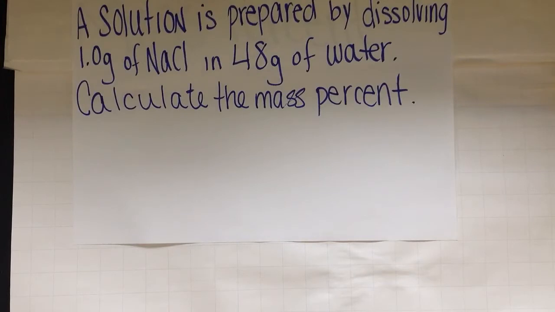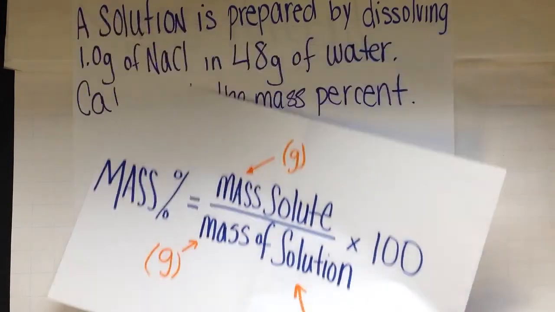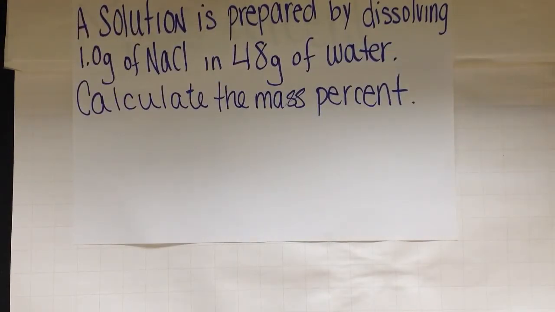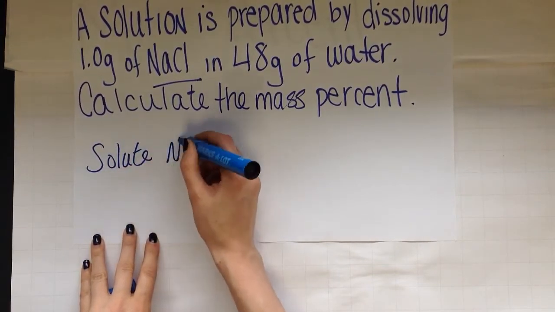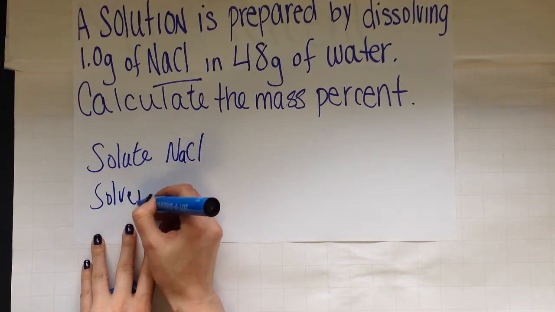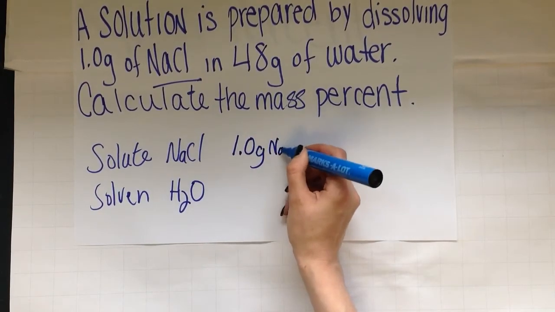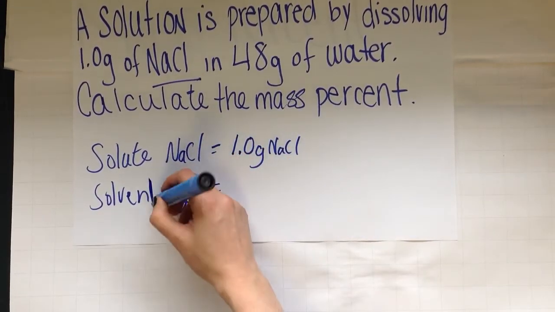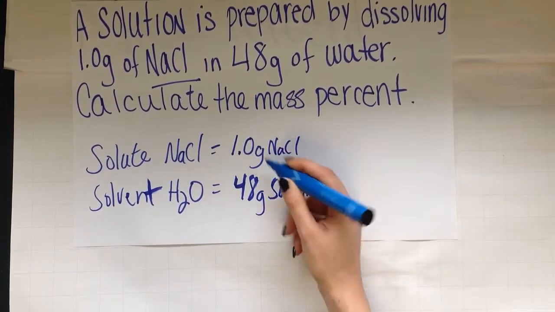A solution is prepared by dissolving 1 gram of sodium chloride in 48 grams of water. Calculate the mass percent. Alright, so here's our equation again. And let's try to figure out what's our solute and what's our solvent in this situation. So if you notice, NaCl is dissolved in water. So NaCl is my solute, and my solvent is water. Okay, I've got 1 gram of solute, and I've got 48 grams of solvent. So far my units are looking pretty good.